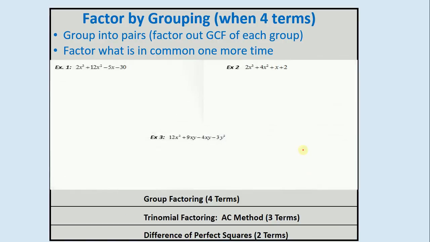Here are the 3 examples that we need to talk about. So notice, guys, there's 1, 2, 3, 4 pieces to each one of these problems. That's when you want to use this method, is when you have 4 pieces. So what I'm going to do is group these 2 pieces here, and group these 2 pieces here. I'm now going to pull out the GCF of each of the 2 pairs I have made.